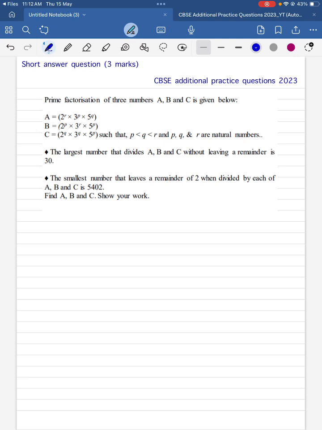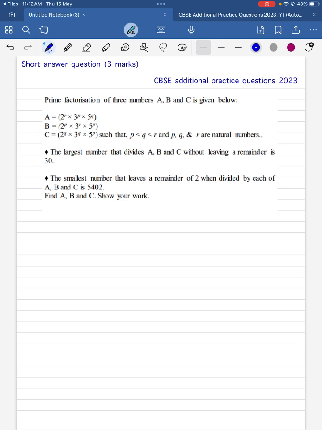The question is: prime factorization of three numbers A, B and C is given below, such that P is less than Q is less than R, and P, Q and R are natural numbers. Now they've given you two clues as well. The largest number that divides A, B and C without leaving a remainder is 30. And also the smallest number that leaves a remainder of 2 when divided by each of these numbers A, B and C is 5402. You have to find A, B and C, and show your work as well.